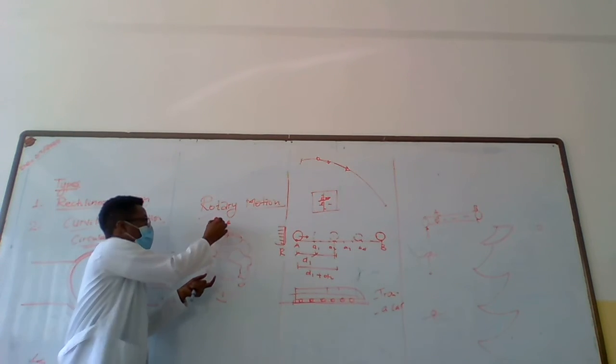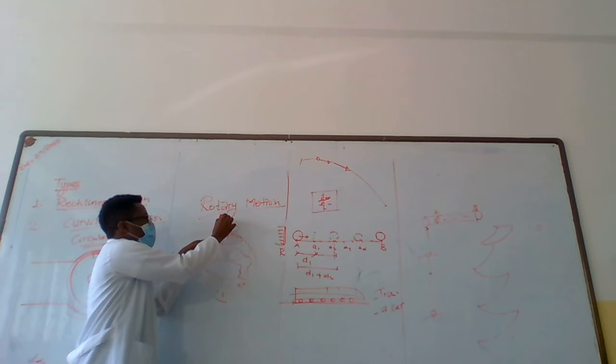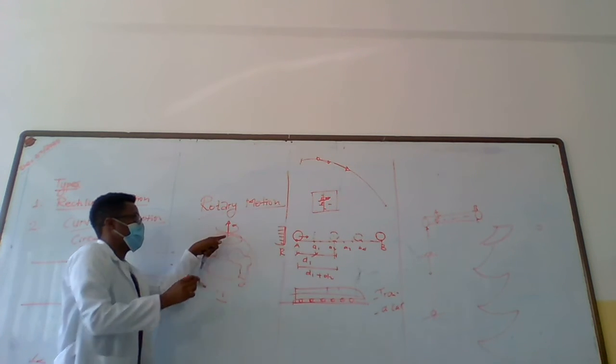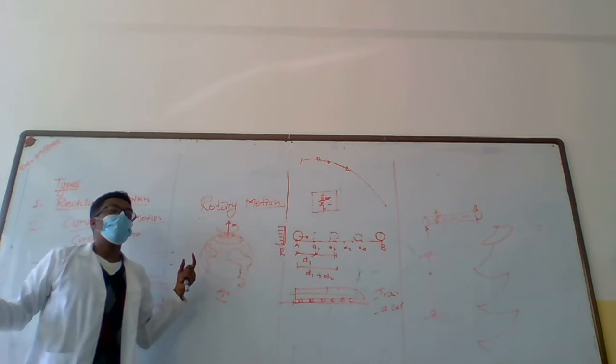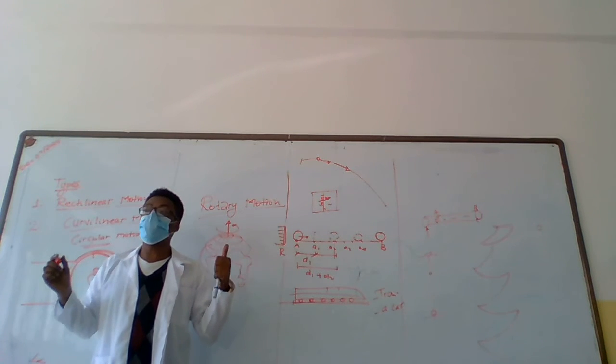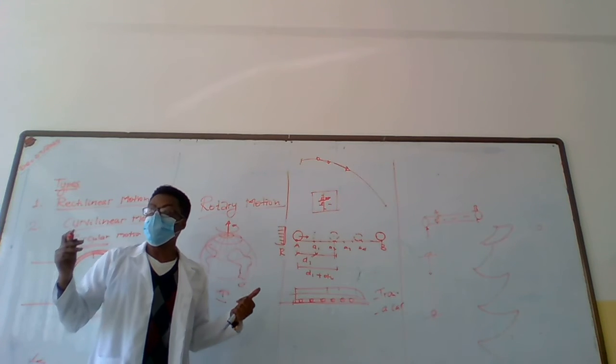So, if the motion is along a fixed axis, actually this is an imaginary axis, the north and south pole, we call it rotary motion. What else?